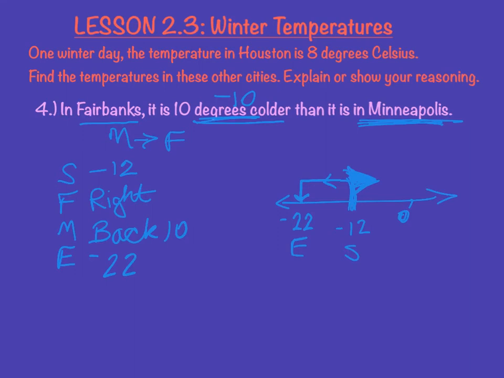Let's write that out so I can see it. My start is at negative 12. I'm adding. I'm going back 10, that's negative 10. And that's equal to negative 22.